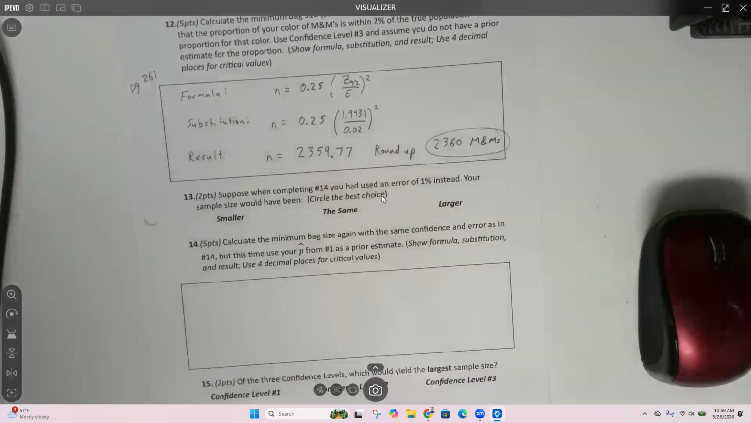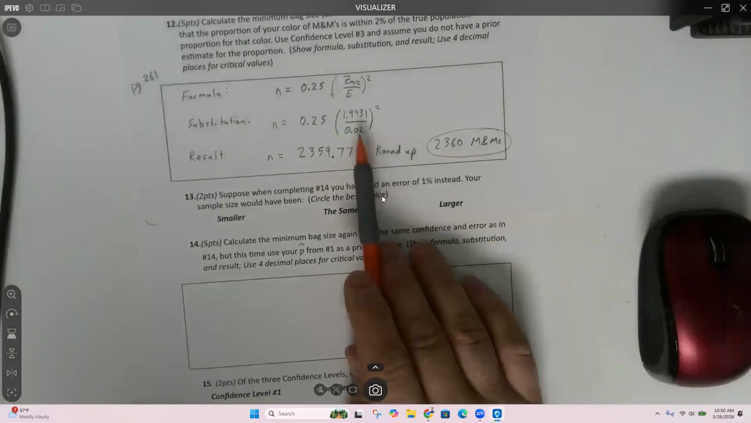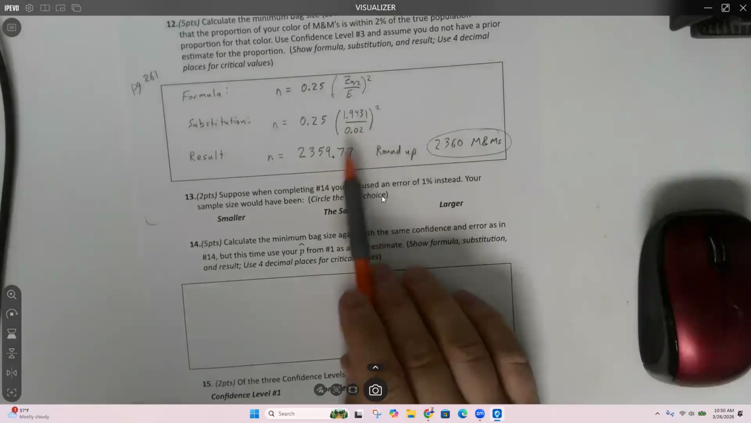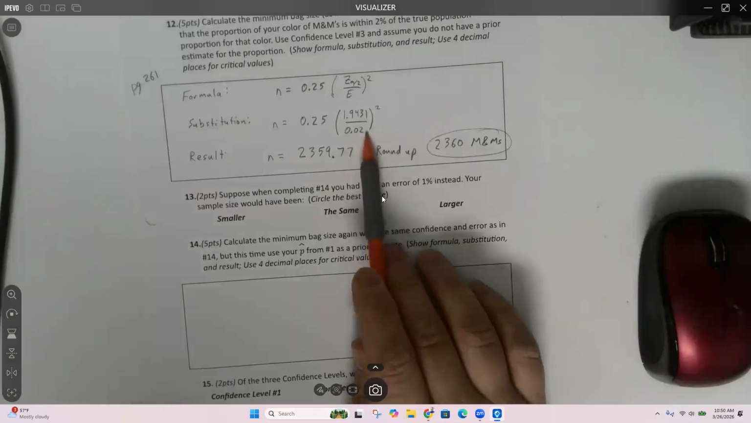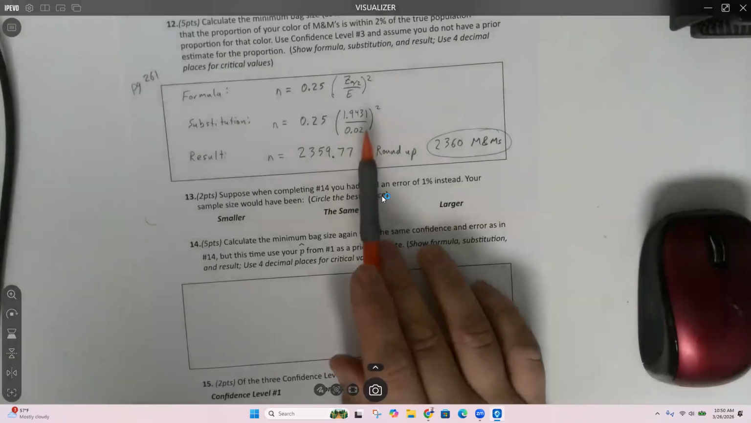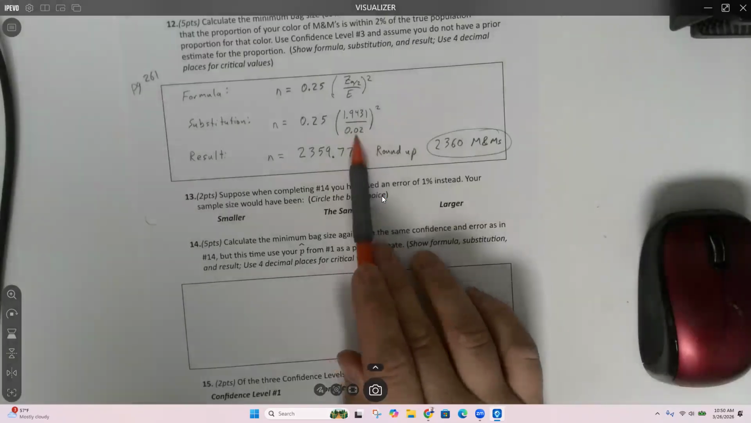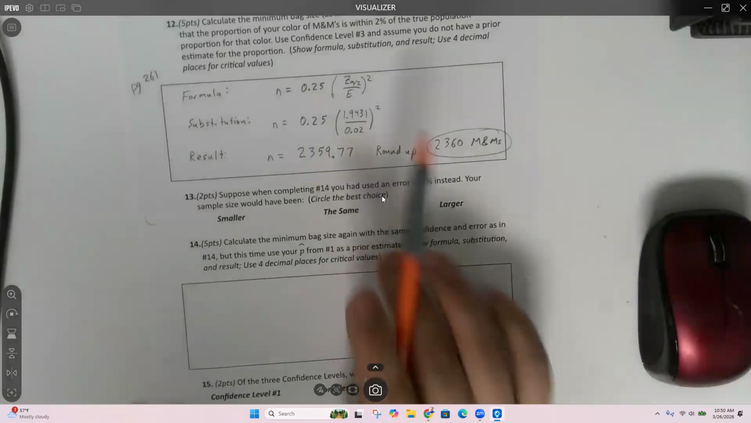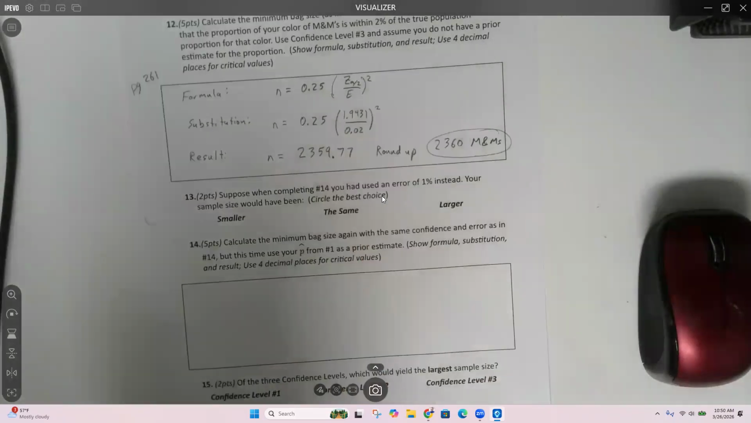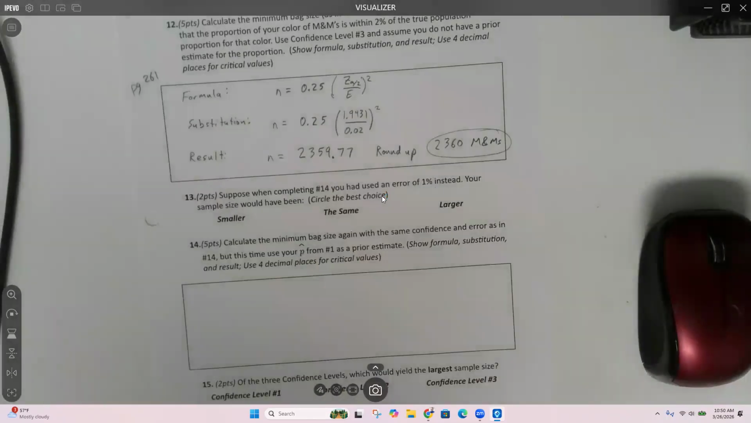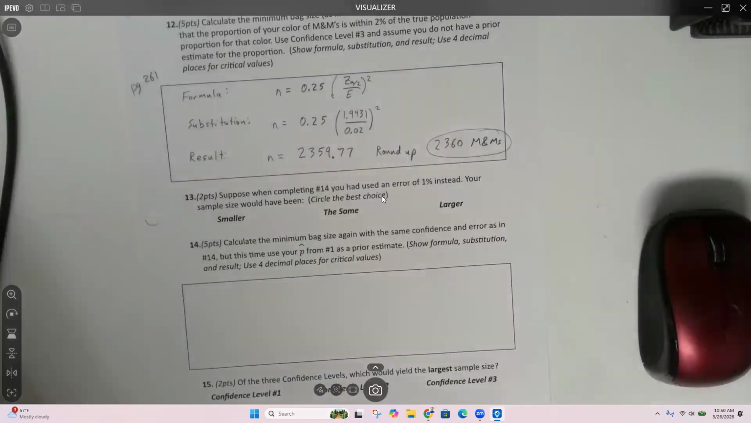And the reason why is because if you round it down, then what that does is it means your margin of error is not going to be 2%, it's going to be like 2.1%. And I don't want that. I want to be within 2%. So rounding up means my margin of error is like 1.9%. I'm okay with that. I want to be within 2%, and 1.9 is within 2. So that's fine.